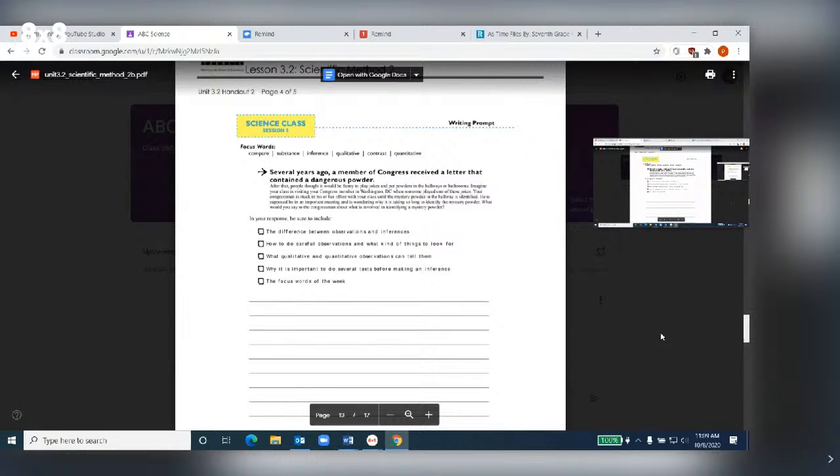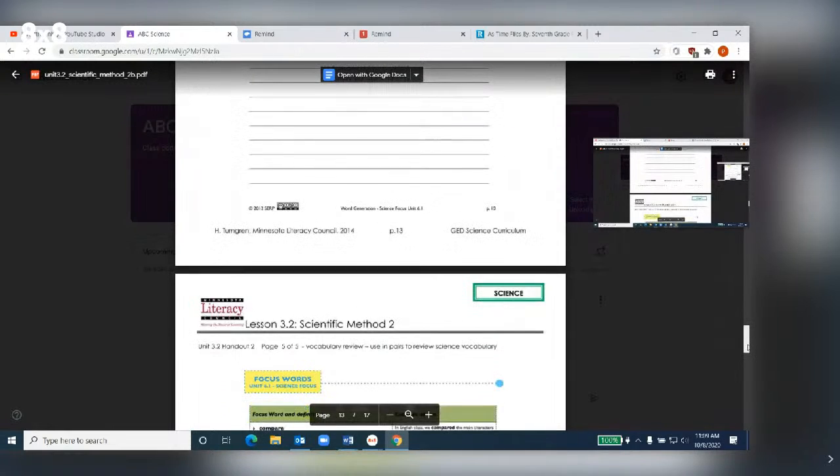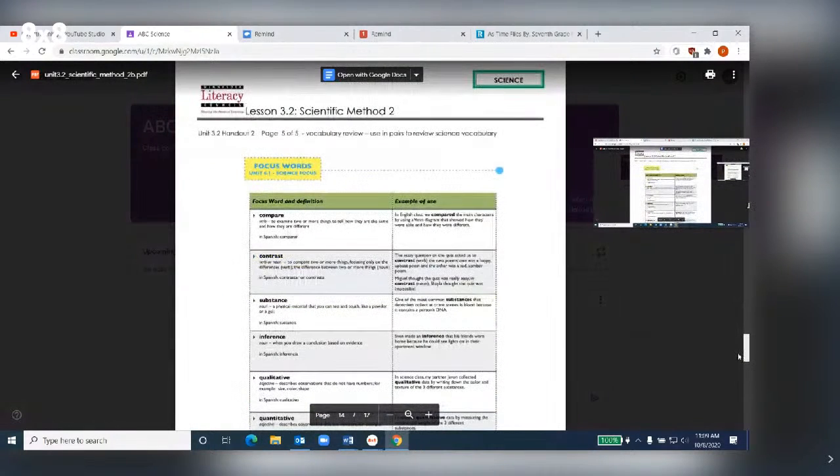And then it says, why is it important to make several tests? Because this powder could kill you, just like the rat poisoning. You want to make several tests before you decide what it is, okay? This is a writing prompt. You certainly don't have to do that, but just so you get the idea. Okay. And these are the definitions.